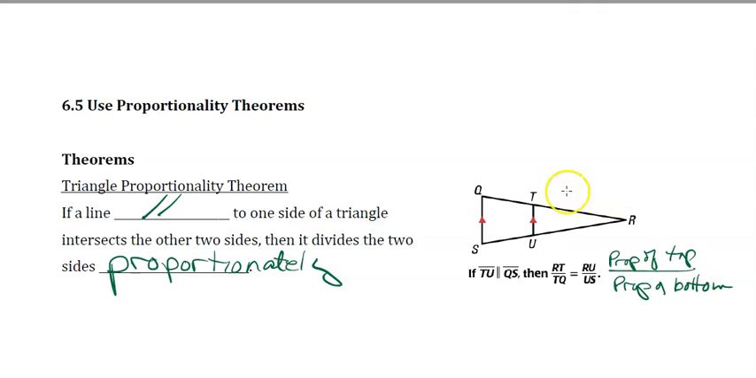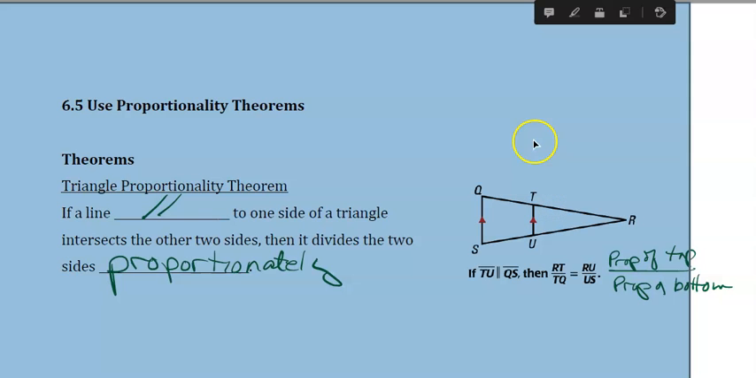So notice that the figure to the right is indeed a triangle. So the proportionality theorem says if a line is parallel to one side of a triangle, okay, so this is one side of a triangle, and here's a line parallel to it. So if that line intersects the other two sides, so it intersects here and here, then it divides the two sides proportionately. So what are the two sides? The two sides are this side.